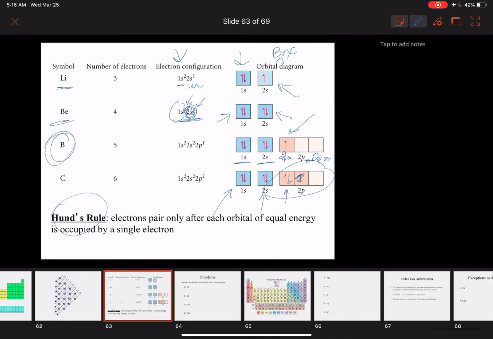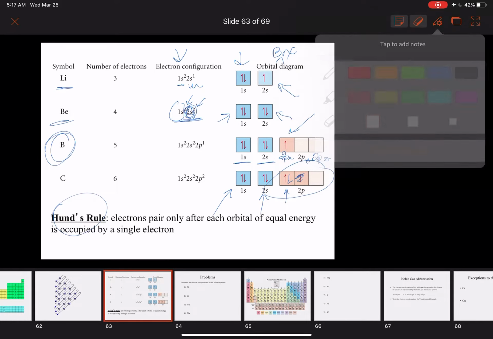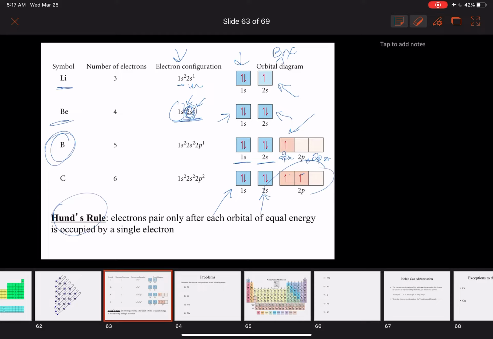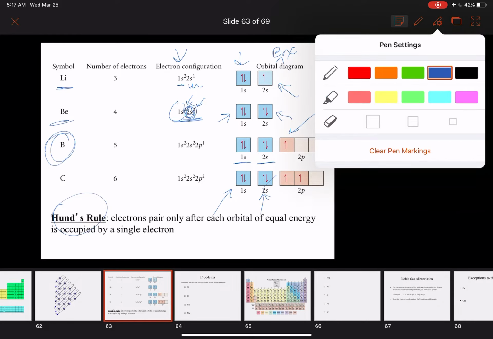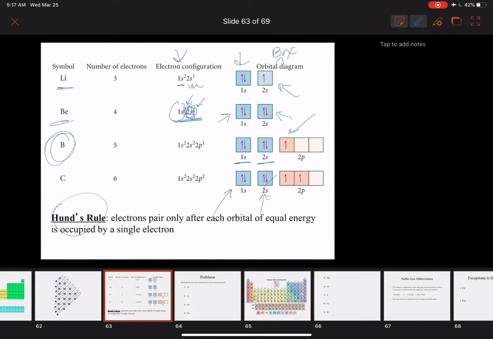So if you have triplets, you have to give each one of them a hamburger before you give any one of them 2 hamburgers. So we're going to go ahead and erase what we did right there. And we can see that we're back at giving our 2px and our 2py a single electron before we pair 2 electrons in the 2px.